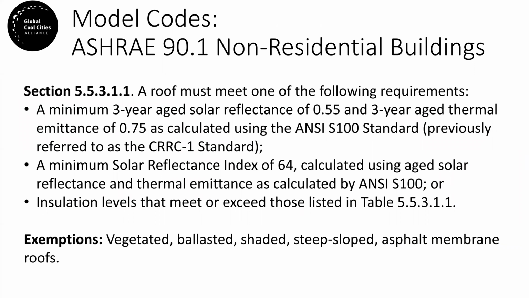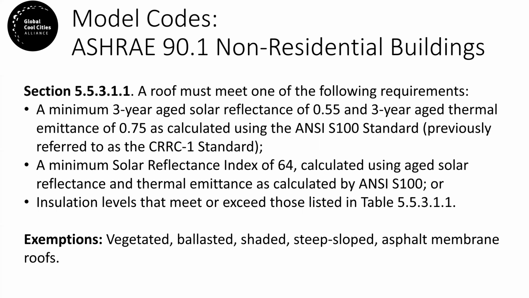This, as you can see here, is section 5.5.3.1.1, which lays out the requirements for a roof. And here you can see that both the solar reflectance and thermal emittance requirements are 3-year aged values. And these are aged based on the CRRC-1 standard, which is an ANSI S100 standard. You can also meet these requirements using the solar reflectance index, which is just a combination of the reflectance and emittance. There are a number of exemptions that are included to this requirement for commercial buildings or non-residential buildings.